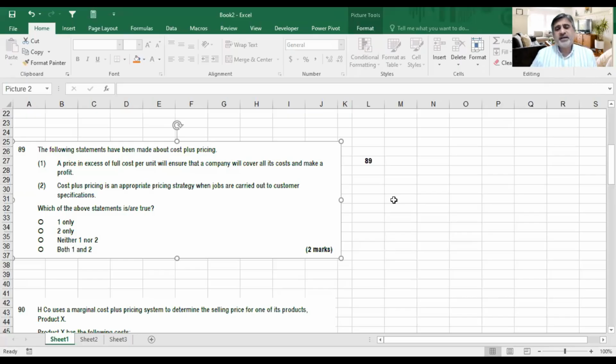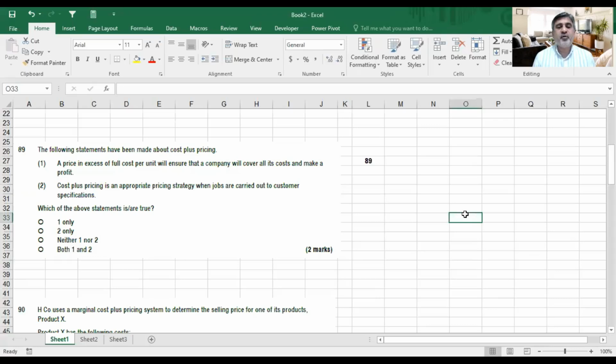Anyways, the following statements have been made about cost plus pricing. A price in excess of full cost per unit will ensure that a company will cover all its cost and make a profit. So the following statements have been made. Which of the above statements are true? So a price in excess of full cost. So you have full cost. What is inside full cost? Four costs: material, labor, variable overhead, and fixed overhead.